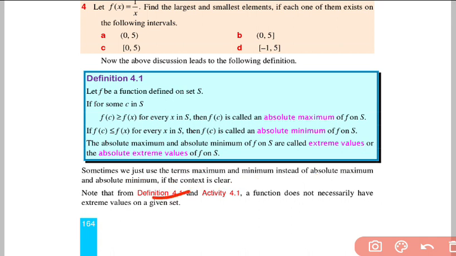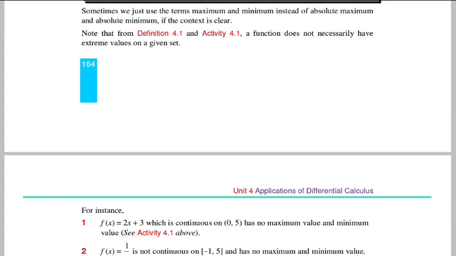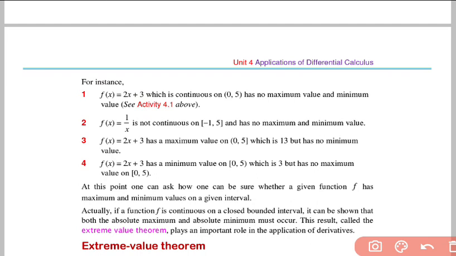Now that's the definition 4.1. In activity 4.1, a function doesn't necessarily have an extreme value on a given set. For instance, f of x equals 2x plus 3, which is continuous, has no maximum and no minimum value if the set is not bounded.